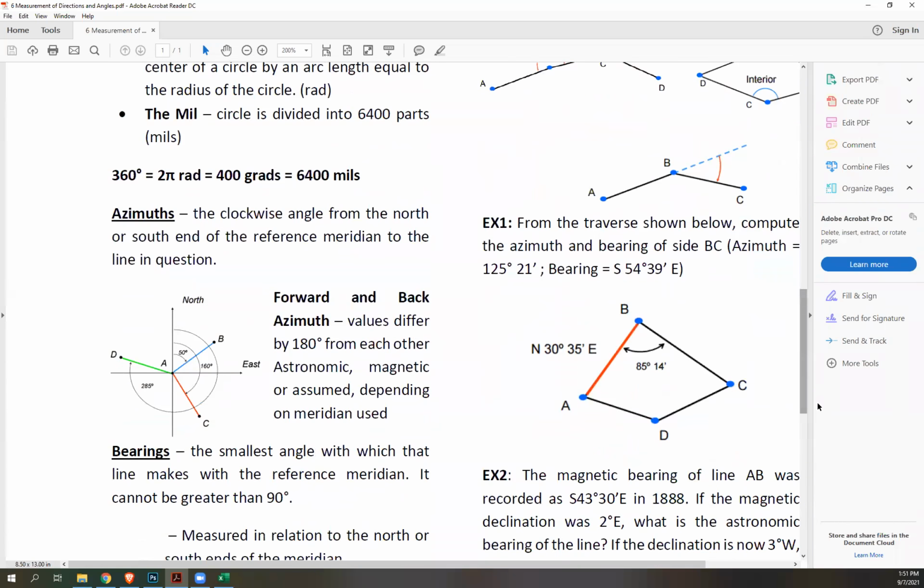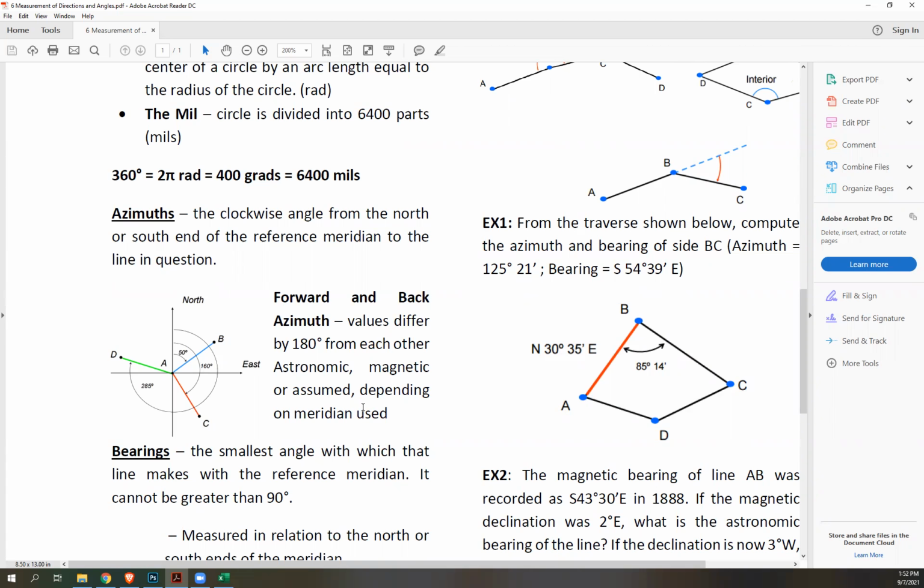Now next, we have what we call an azimuth. So azimuths are the clockwise angles from the north or south end of the reference meridian to the line in question. Okay. So we have forward and back azimuth. Their values differ by 180 degrees from each other. It could be from the astronomic, magnetic, or assumed reference line. Again, it depends on the meridian used. So if you use the astronomic meridian, you have an astronomic azimuth. If you're using magnetic meridian, you'll have a magnetic azimuth.